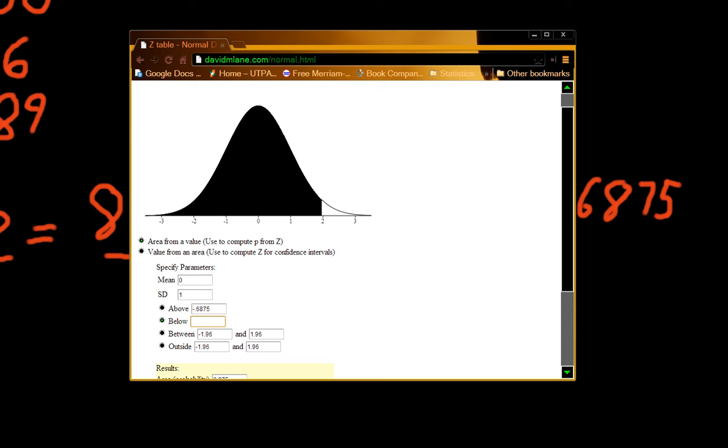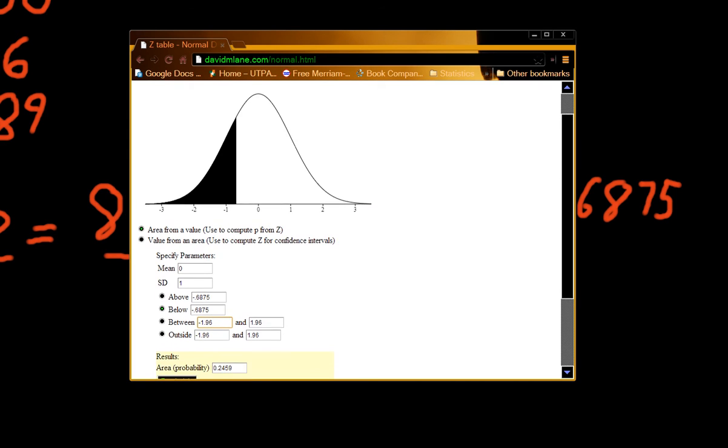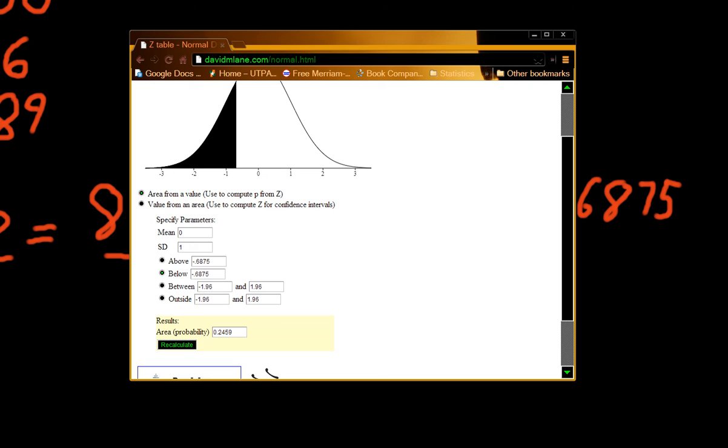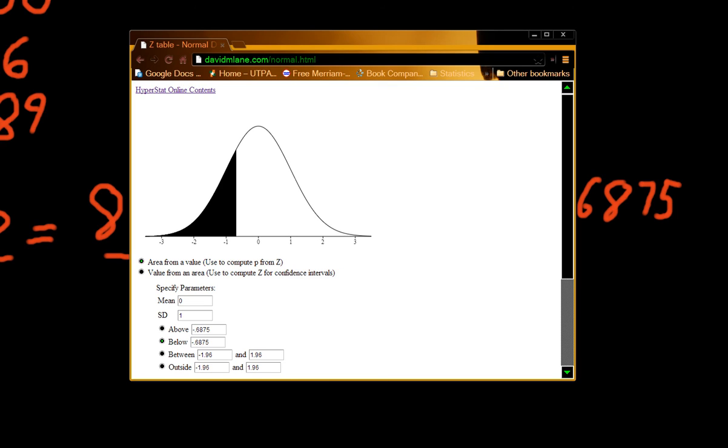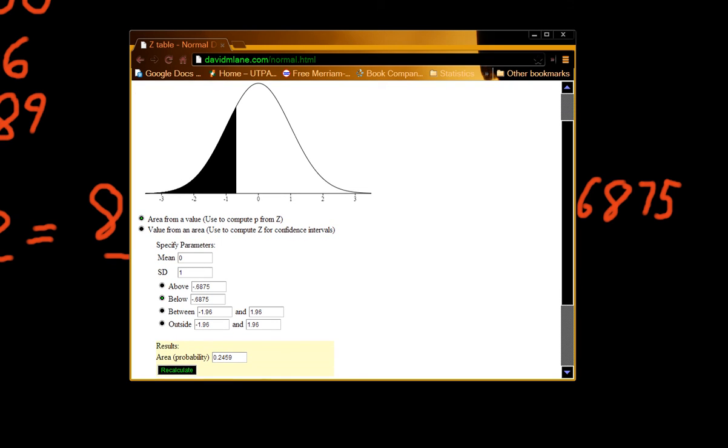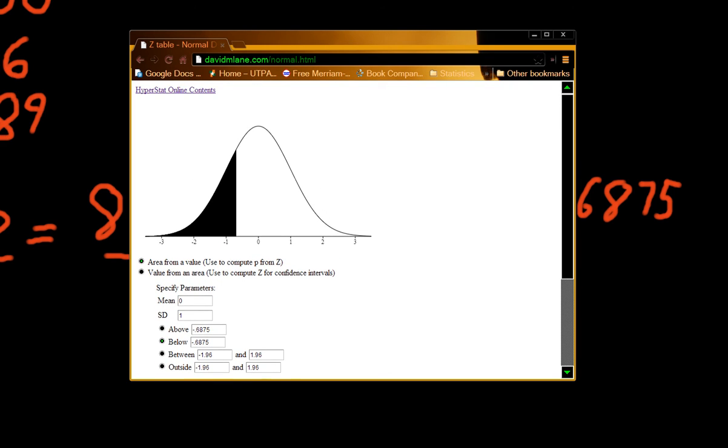so that we can visualize it. Negative 0.6875. And we see approximately 25% of the cases fall below. So we would be in roughly the 25th percentile rank for our score on this particular test.